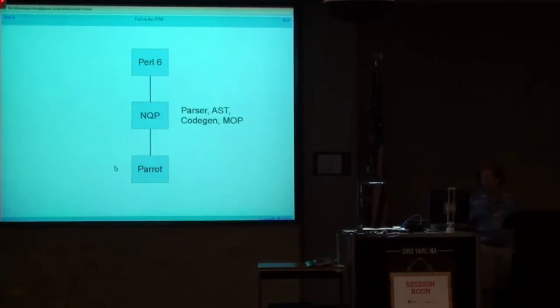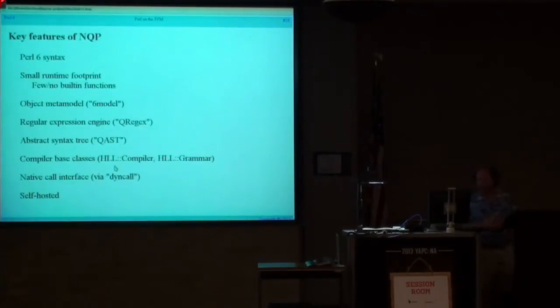But once we're able to do that, here are the key features. NQP is written using Perl 6 syntax because Perl 6 syntax is the greatest syntax known to any of us. Small runtime footprint, few or no built-in functions. It's really designed to be a minimal language, just what you need in order to get a larger thing running on top of it. It has an object meta model system. It has a regular expression engine, and it has an abstract syntax tree, which we call QAST. If you want to know where that comes from, to me, the Q is the big character in NQP. So it's quite an abstract syntax tree.